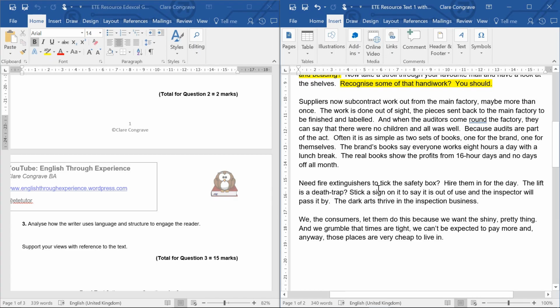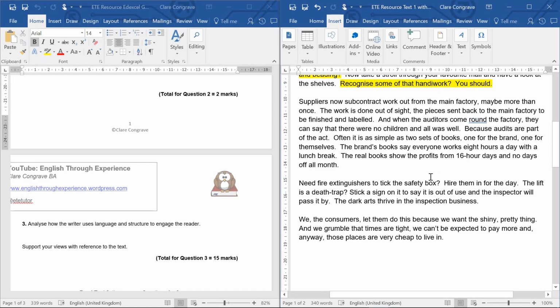So this will really emphasise and give some proof that what's been said in the previous paragraph about how the work of the auditors doesn't actually reflect reality is being explained in more detail here. So that would be a good one that you could go for.